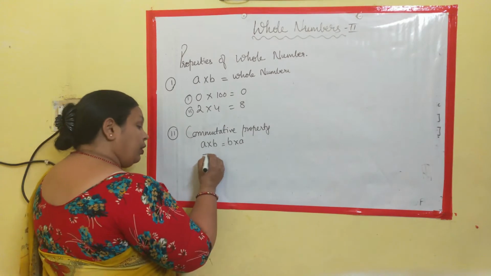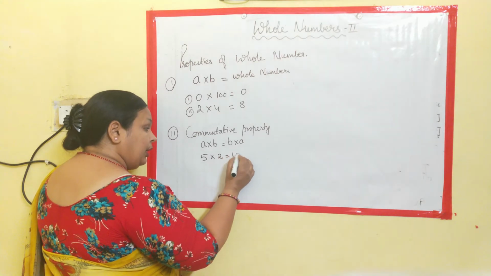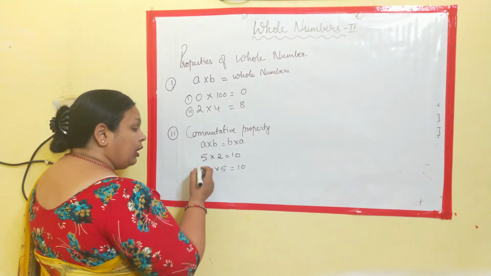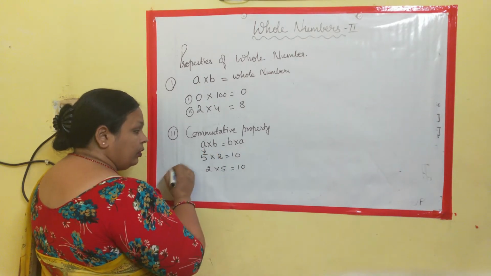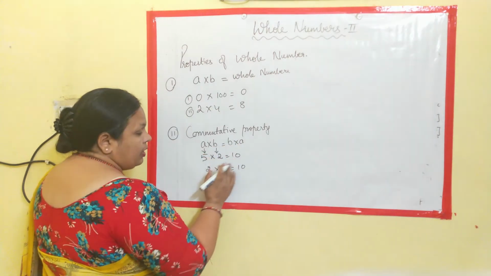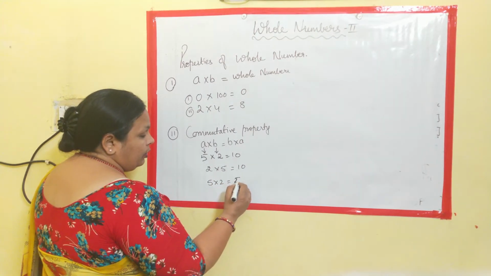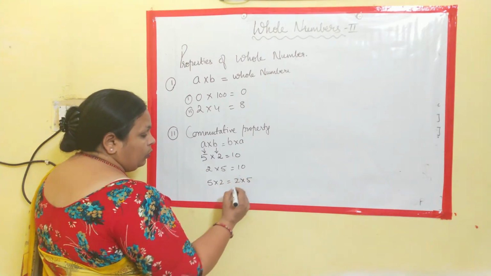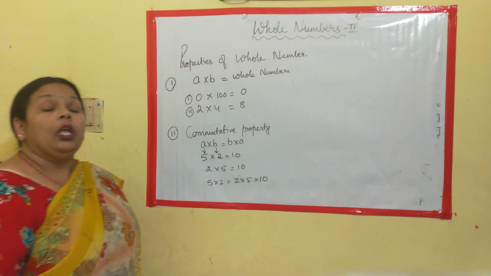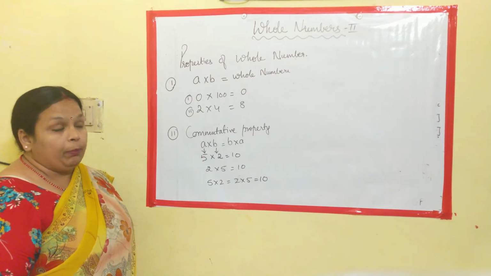Like if you know the tables of 2 and 5, 5 2s are 10 and 2 5s are 10. Clear? Here A is 5 and B is 2. In the second case, B is 2 and A is 5, and you are going to get the answer as 10 only. So this says that the commutative property holds true for whole numbers under multiplication.